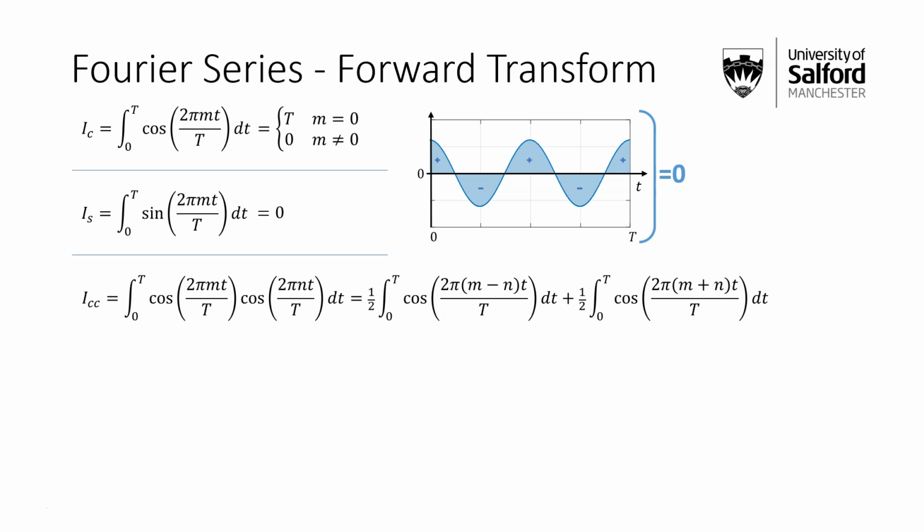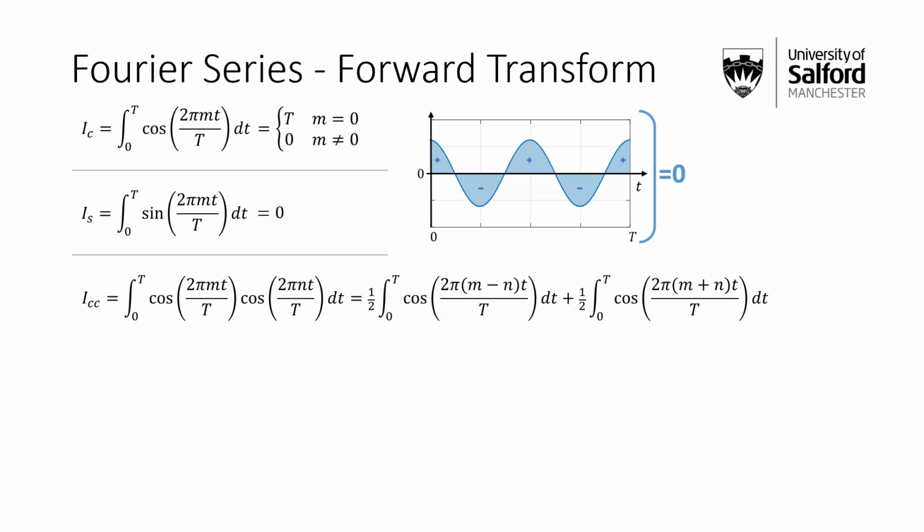Now remembering that m and n are both integers and they're both greater than 0, you can see that the second integral is always going to be oscillating. M plus n is always going to be oscillating. It's always going to be doing something. At least one of these is always going to be greater than 0. So that's not going to come out with anything.